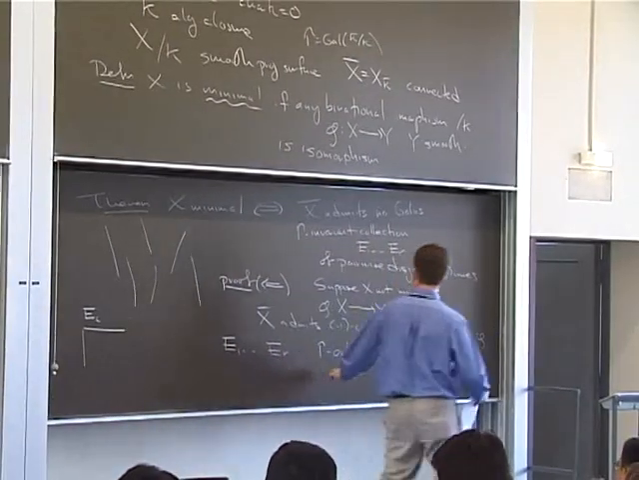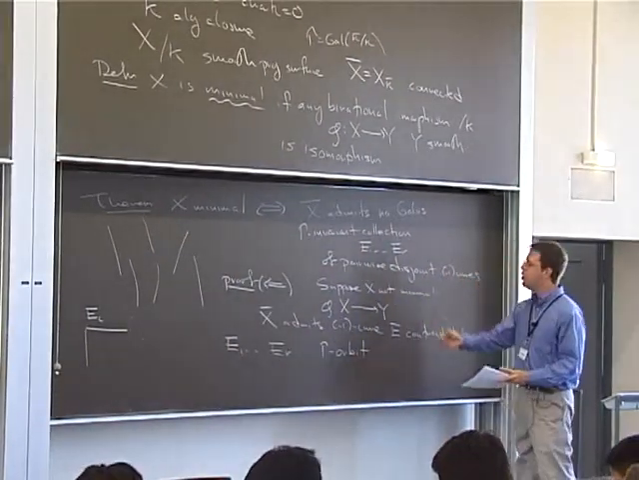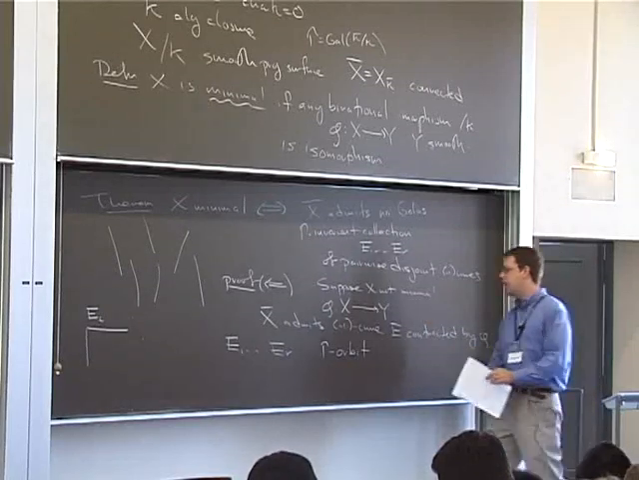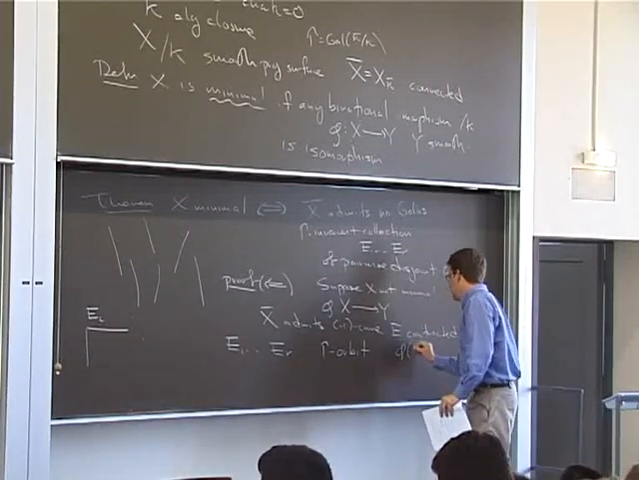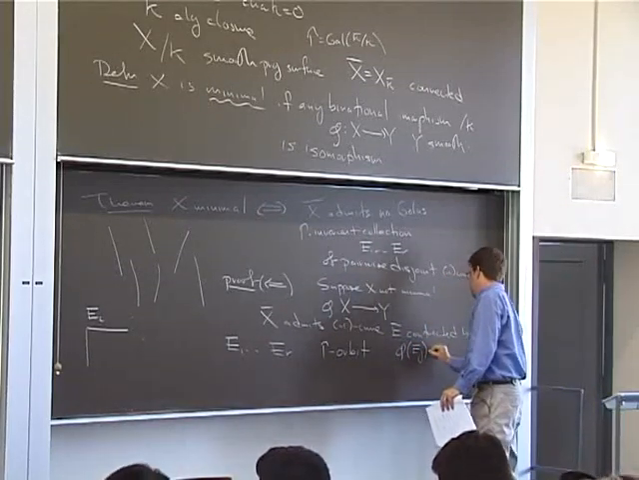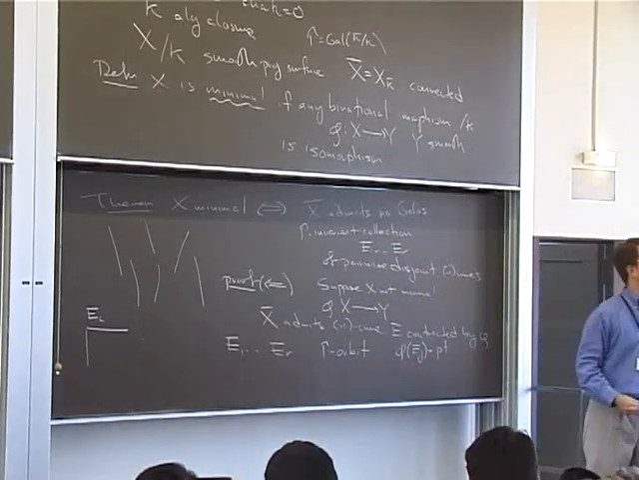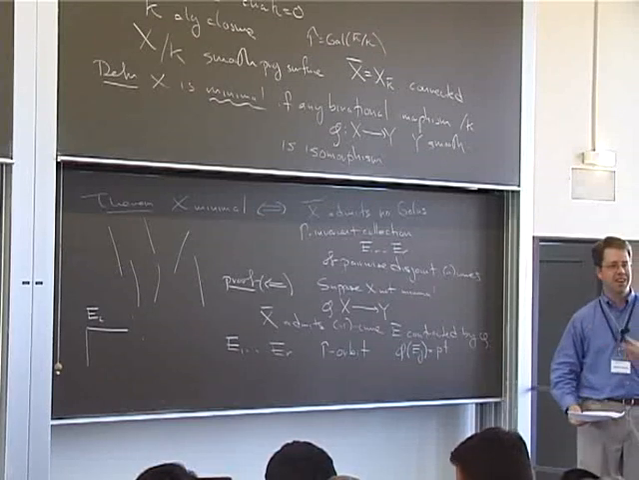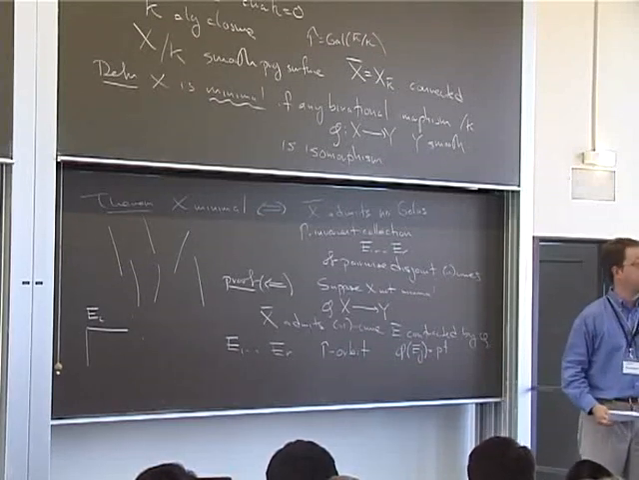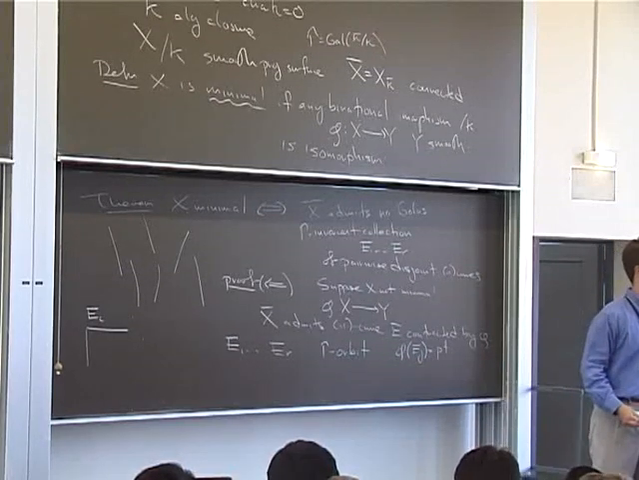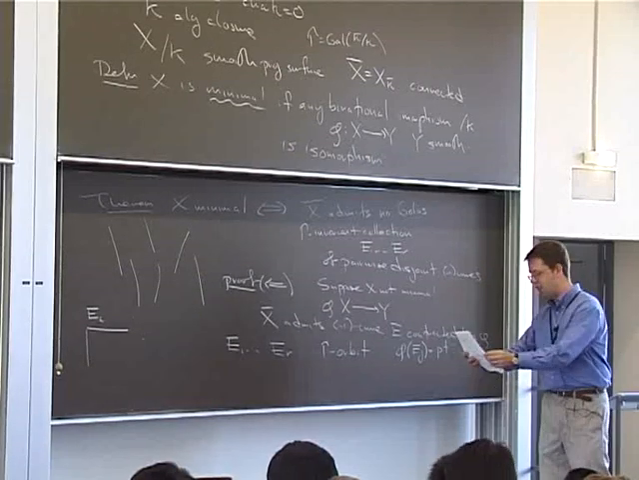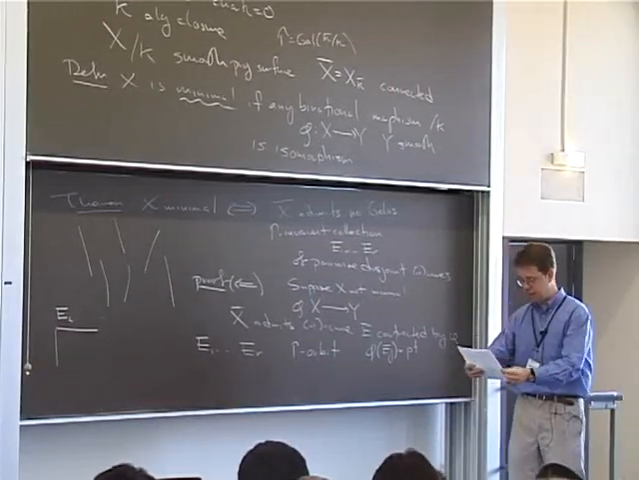So we have this orbit. Oh, I should say, and these are all contracted. So this is a quick and dirty way to see that there are only a finite number of them, right? Because there's only a finite number of curves that are contracted by the morphism. So the finiteness in this case is extremely easy.